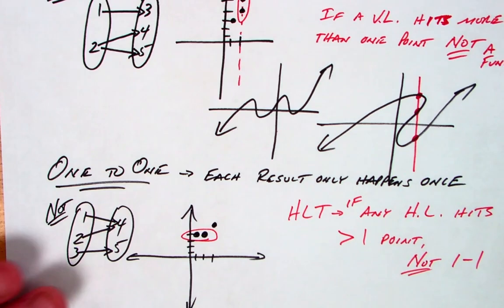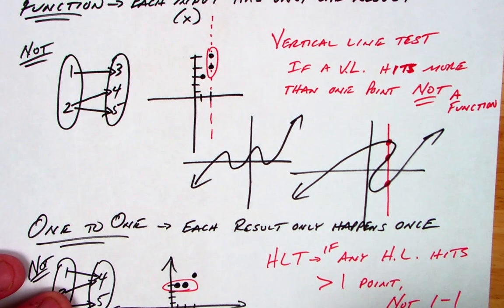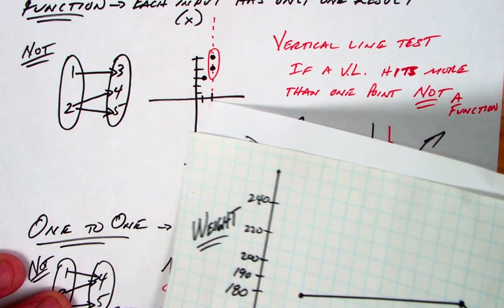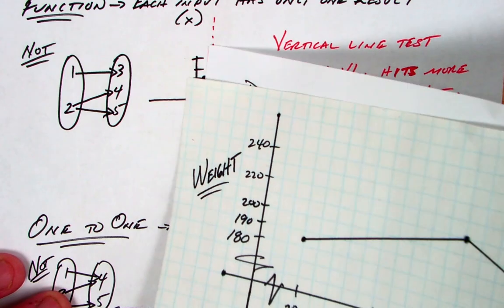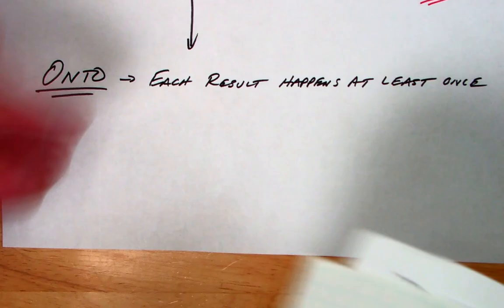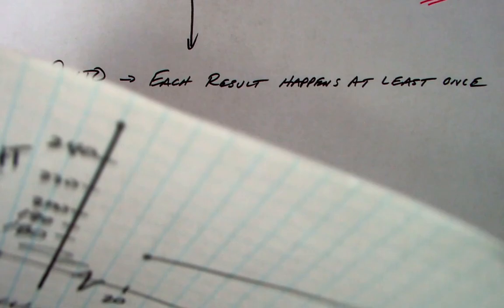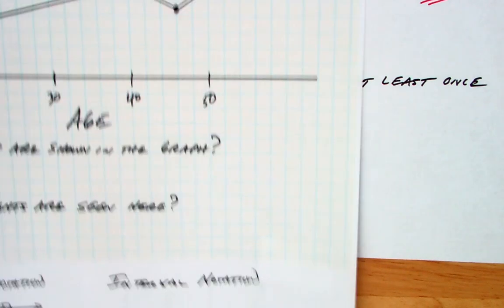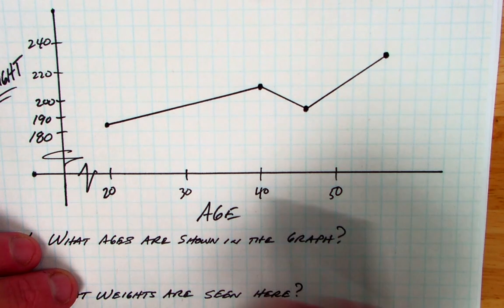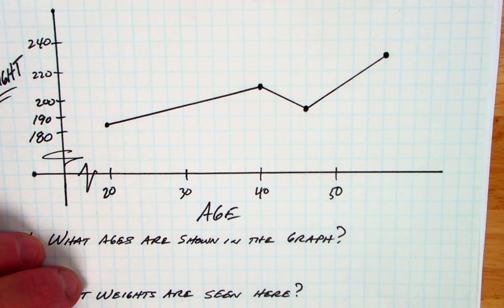So rely on this if you need to, the comparison here. This value of x can't happen 2 different times. Okay? So now, onto basically would mean that each result happens at least once. So as far as this onto, at any point in time, was I 300 pounds? No. Was I ever 100 pounds? No. So is this one onto? No.